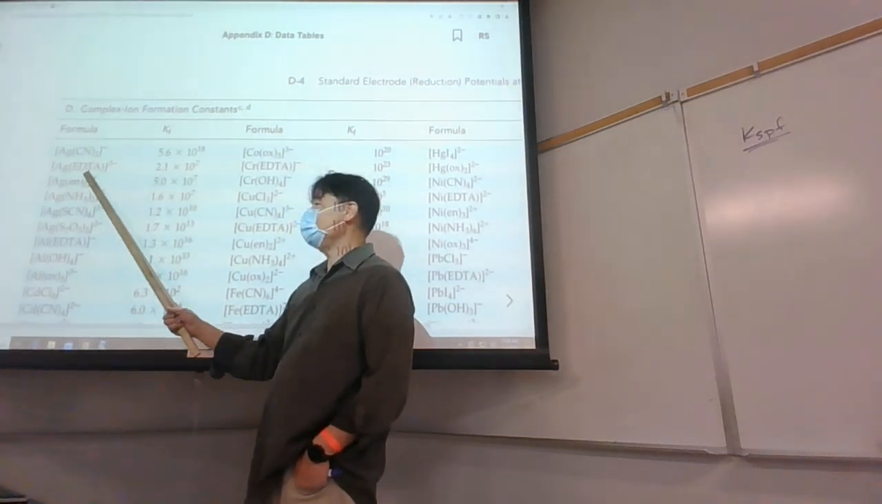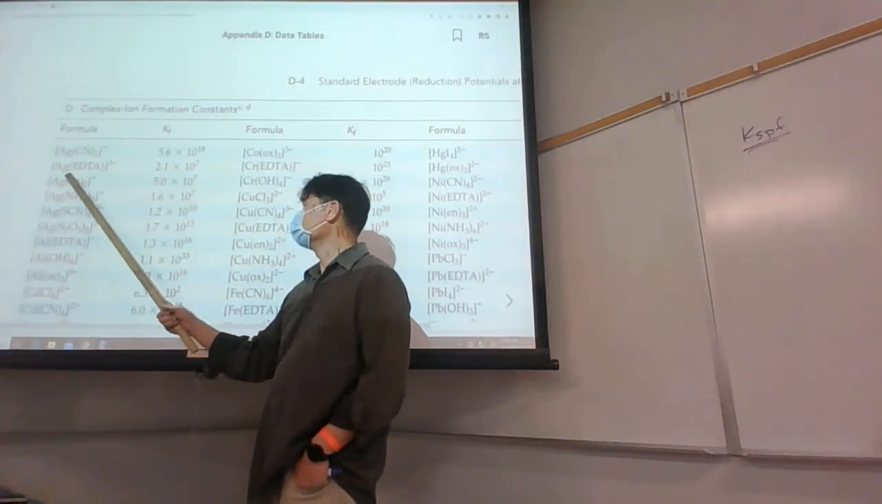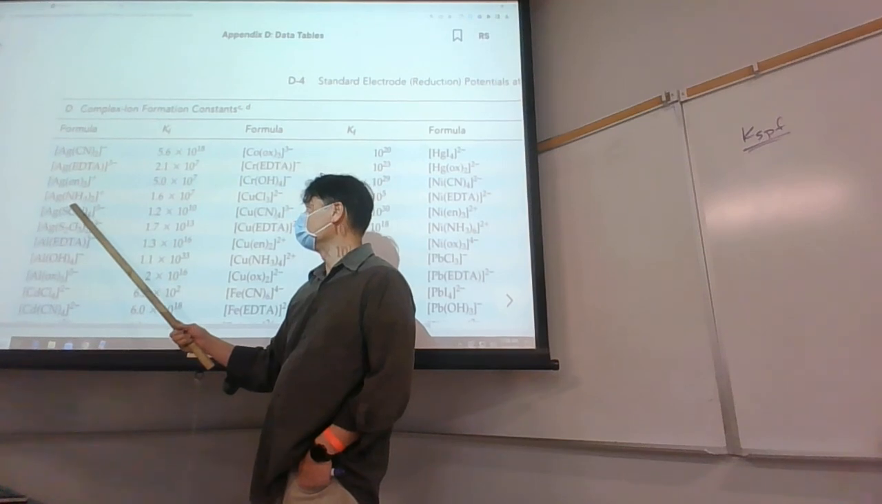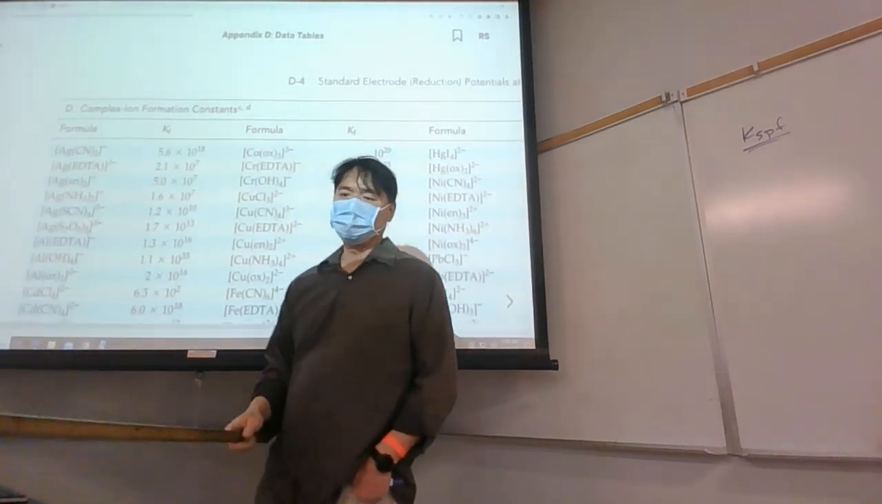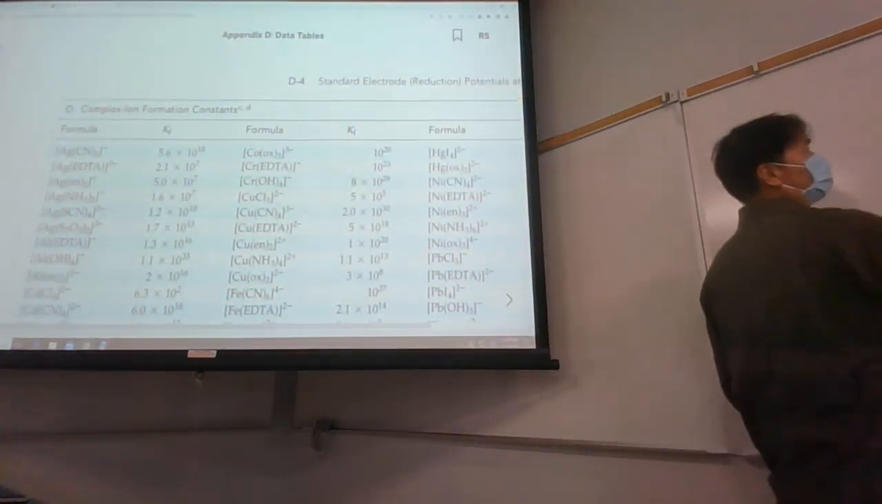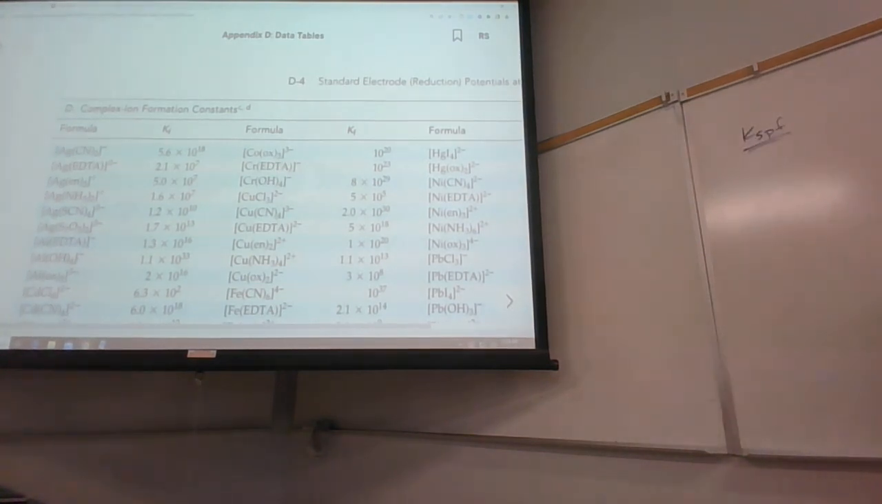We can use EDTA, ethylenediaminetetraacetate, which will complex with the silver. We could use ethylenediamine. We could use ammonia. In fact, that's what we use in lab. You guys generated silver chloride, and the way we dissolved that silver chloride was by adding ammonia. What the ammonia did is it removed the silver ions.